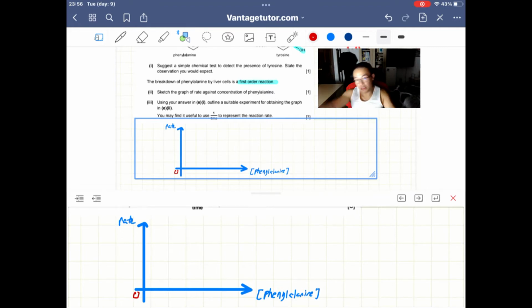It's not exponential increase, not exponential decrease, and the rate does not remain constant. I know that it's going to be a straight line passing through the origin. And this is my answer for part 2.